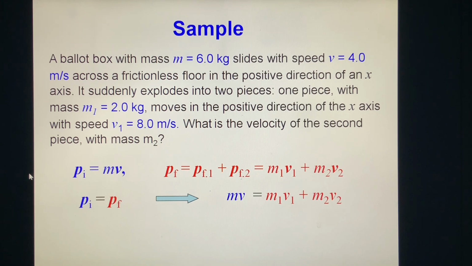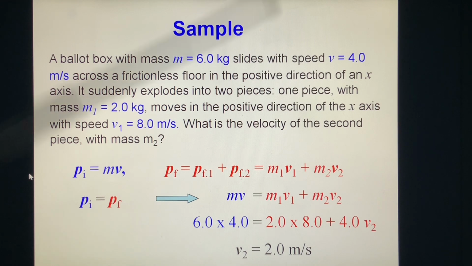Okay, now we know m is 6.0 kilograms. We know v is 4.0 meters per second. We know m1 is 2.0 kilograms. Of course, we know m2, because m minus m1 is m2. And we know v1, 8.0. So we can find v2. Very easy one. We put the numbers in, and we get v2 is 2.0 meters per second.